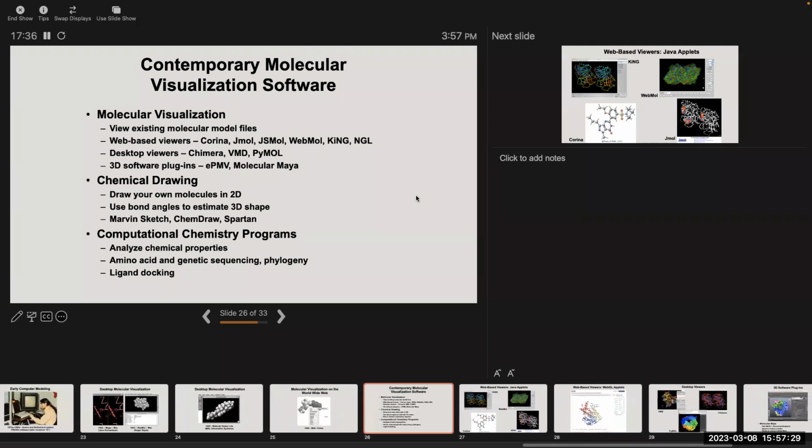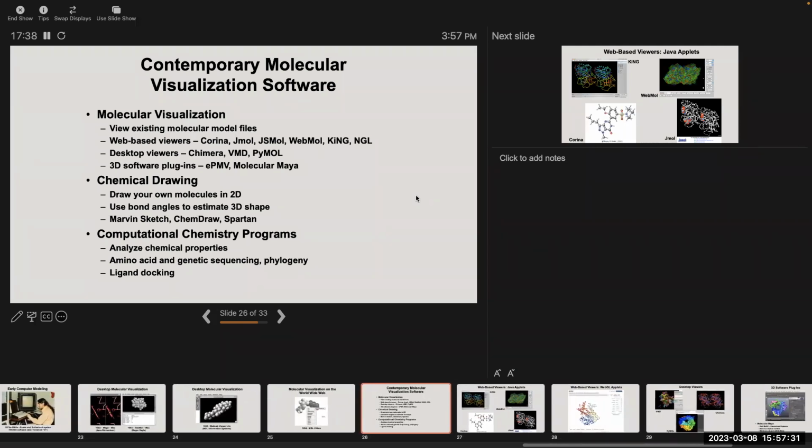So jumping ahead to the modern day, skipping a couple of decades, there are lots and lots of molecular visualization tools out there that are available to you, and they do lots of different kinds of things.